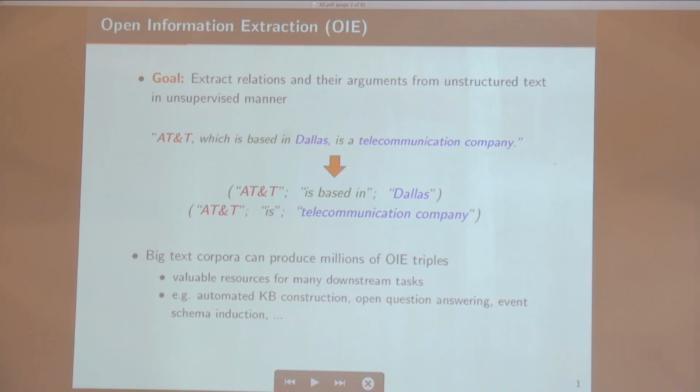So if you have a sentence like this over here, which is essentially holding information about AT&T being in Dallas and that it's a telecommunication company, an OpenIE system should extract this information in an unsupervised manner in the form of such triples. So once big text corpora are run on such systems, the result could be millions, even billions of OpenIE triples, and these turn out to be valuable resources for many downstream tasks, including AKBC or OpenQA.